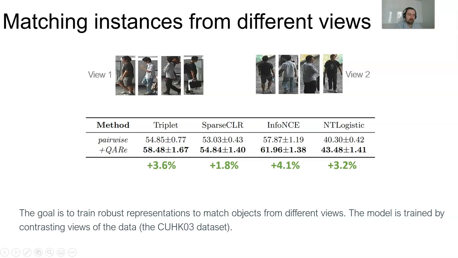To verify the effectiveness of the quadratic assignment regularization, we conduct the instance matching experiment. In this experiment, we contrast objects from different views to train a common representation space for matching. We extend conventional contrastive losses with the proposed regularizer. With this, we observe up to 4% improvements in the matching accuracy.